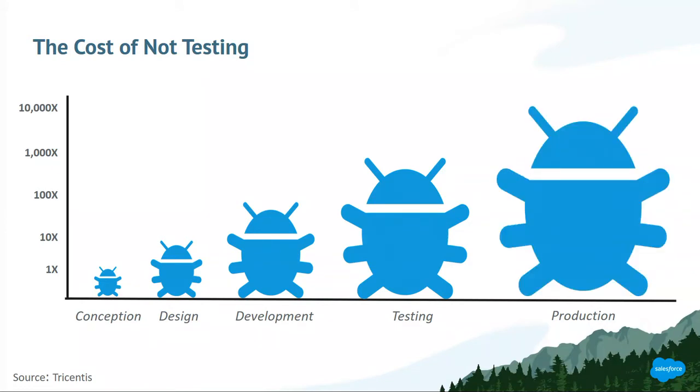If you happen to catch that bug over in production, it's going to be about 10,000 times the amount of time it would have taken just to fix it, either at the design stage or even at the development stage.